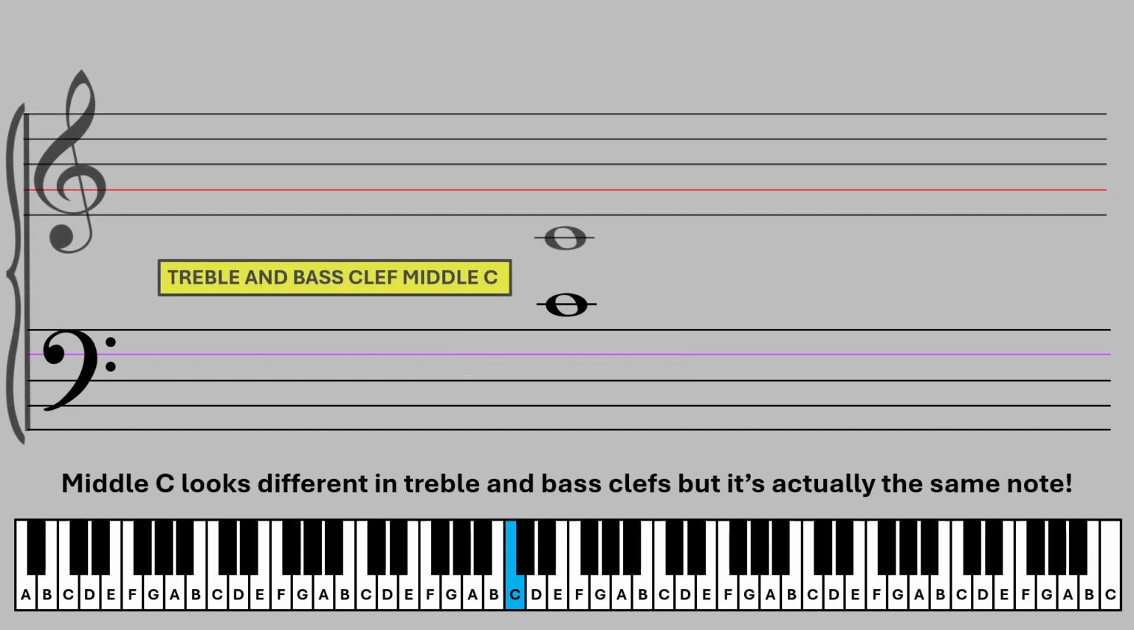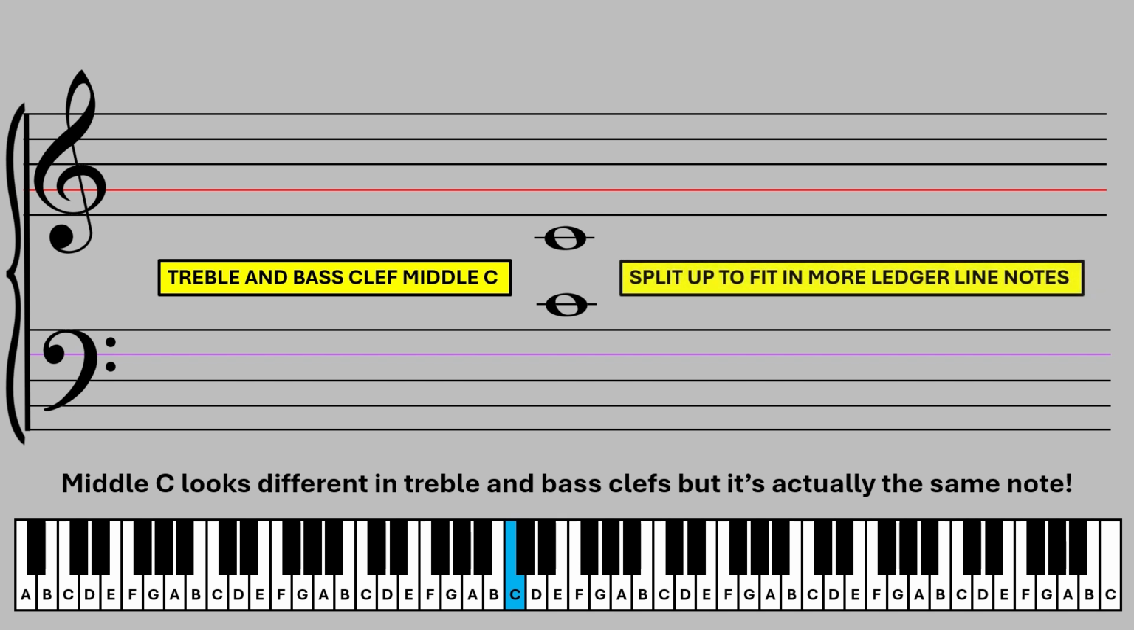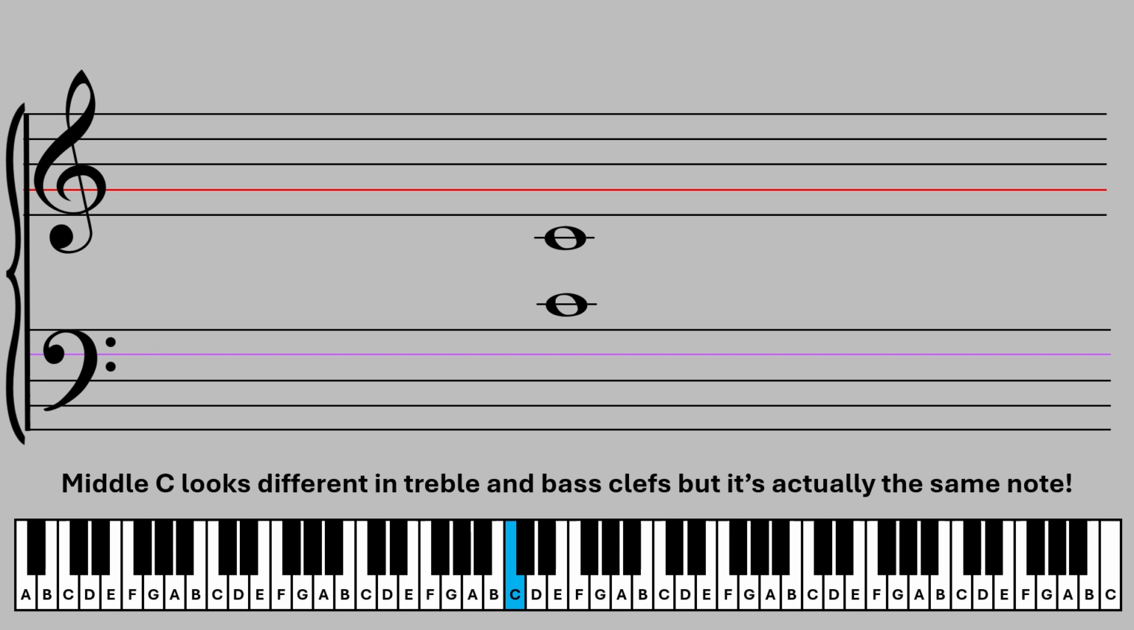As we saw earlier, we need to be able to fit ledger line notes in between the staves, so the 2 middle Cs are split up, one for the treble clef stave or staff and one for the bass clef stave or staff. Here is an example of how ledger line notes are written, leading up or down from middle C.